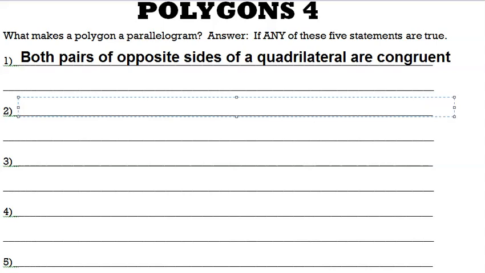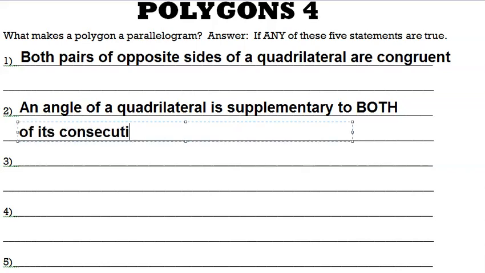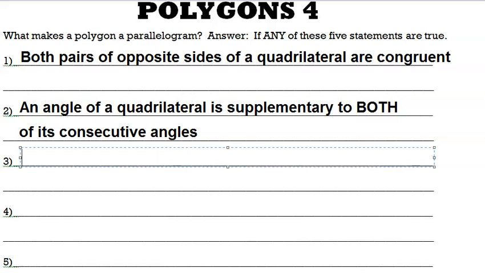All right, now I'm going to keep going. If at any point you need more time to write, just stop the video. Rule number 2, if an angle of a quadrilateral is supplementary to both of its consecutive angles, then you have a parallelogram. Now you're going to see pictures of this here in a second. We're actually going to do a few bonus problems on the back because the video is going to be so short. So you'll see what I'm talking about here in just a little bit. All right, rule number 3.